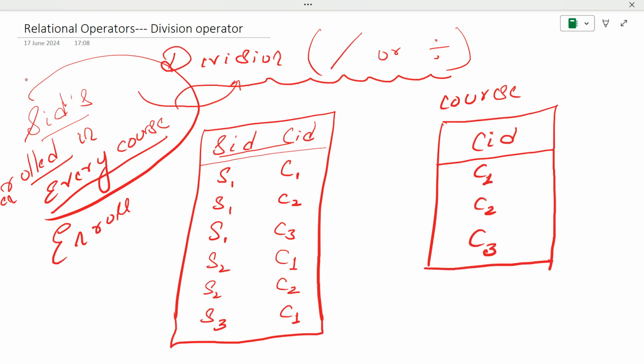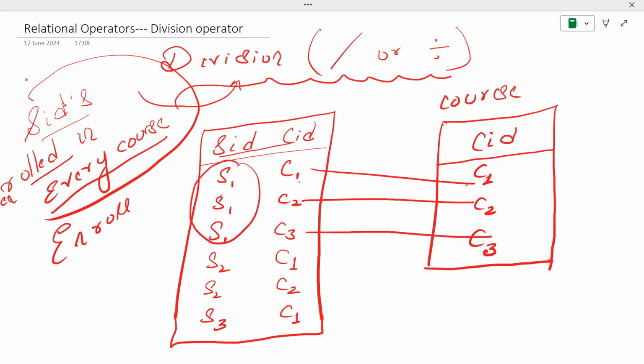Now we need to find the SIDs which have enrolled in each course. So if we see S1 C1, so C1 is this C1, right? Then we have C2, and then we have C3. So S1 is the SID that has enrolled in each course of CID, right? But S2, we can't say that S2 has enrolled in all courses, because S2 has enrolled in C1 and C2 but not in C3. Similarly goes for S3. So S1 is our output, right?